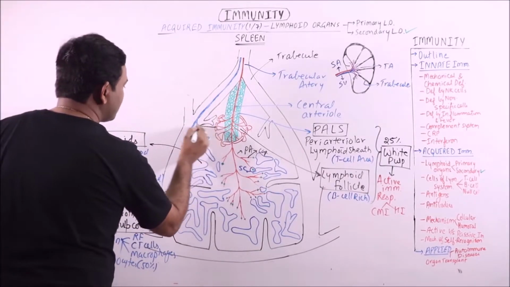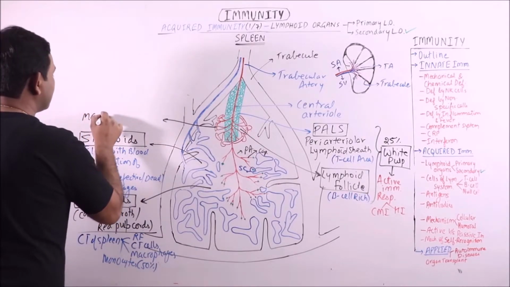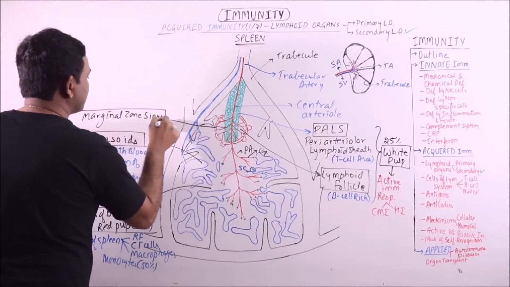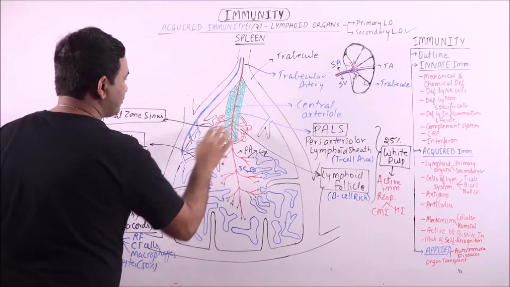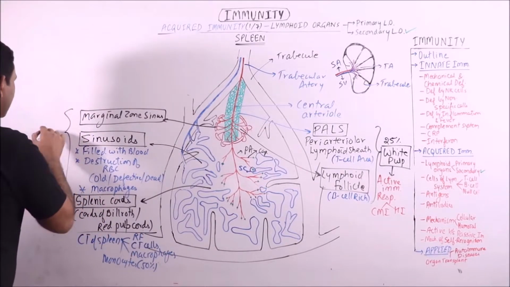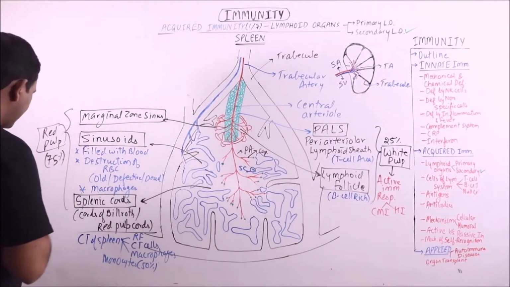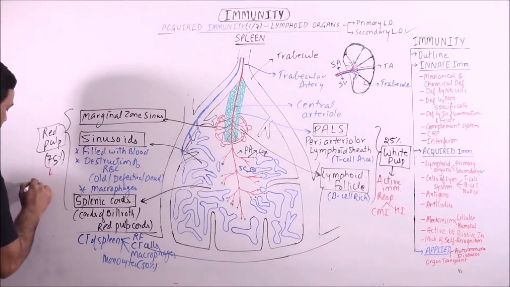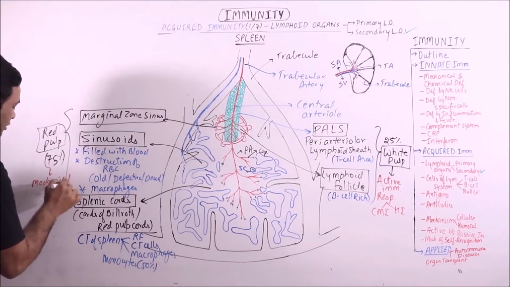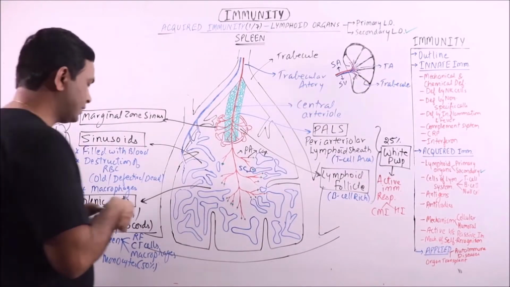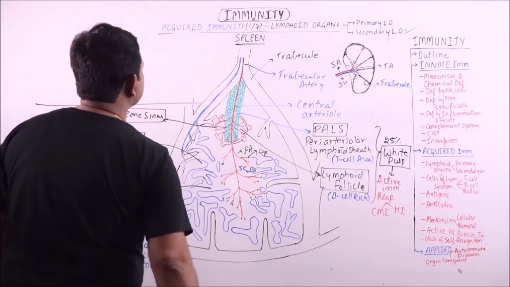And these represent the marginal zone sinus, which separates the red pulp from the white pulp. So these form the red pulp, which forms 75% of the spleen, and its main purpose is the mechanical filtration of blood. Now we'll discuss the blood supply.